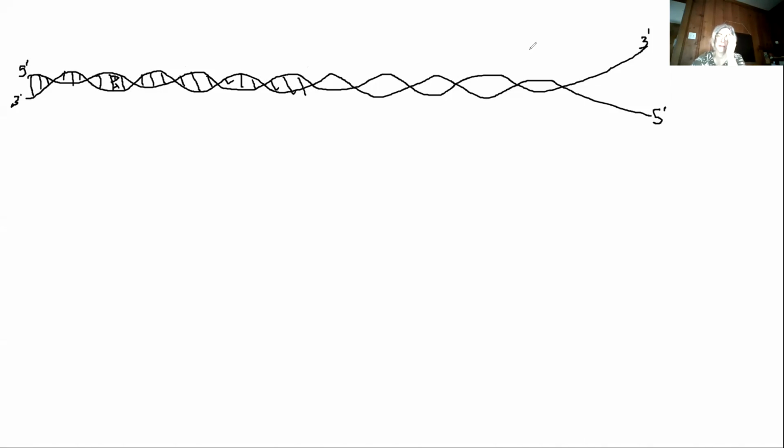Okay, the important part is the part out here where the helix has been unwound and unzipped. So I'm just going to make the bases a little bit shorter here. The molecule that does this, we call it unwinding and unzipping because it's going to separate the two strands of the DNA. That molecule's name is DNA helicase.